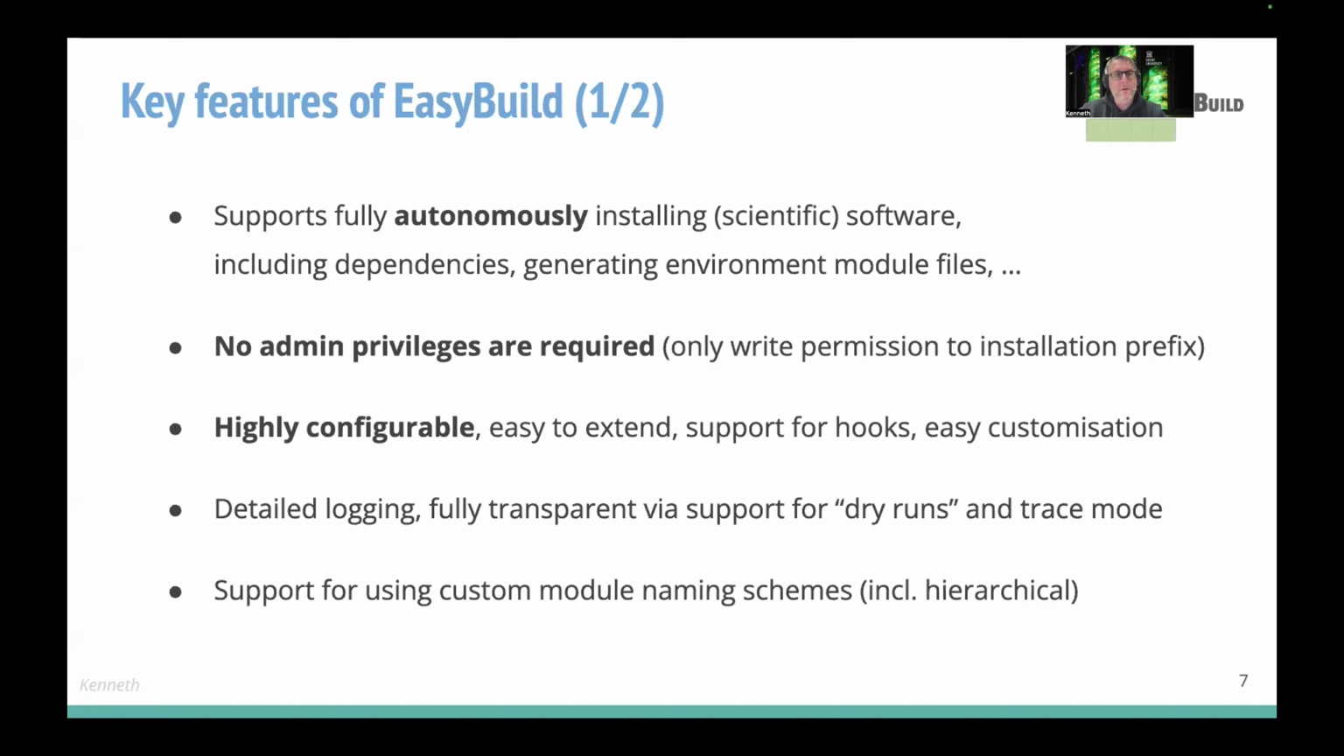So you can fully autonomously install software, and more specifically scientific software, including all the dependencies that are needed for that software. And EasyBuild also generates environment module files. So end users can just use module load commands to activate certain software that was installed with EasyBuild and then start using it. You don't need any admin privileges. You only need write permission to wherever the software will be installed. And it's also highly configurable. So there's very little in EasyBuild that is hard-coded and that you cannot get around.